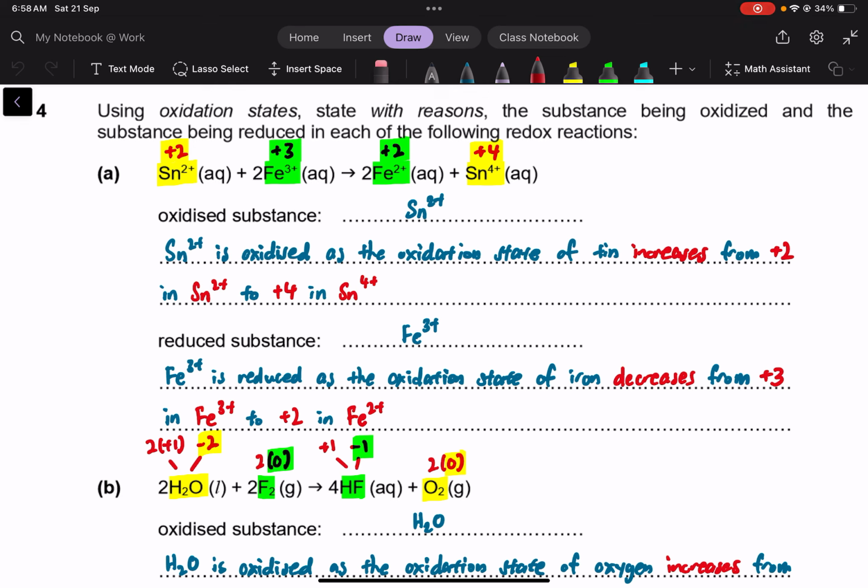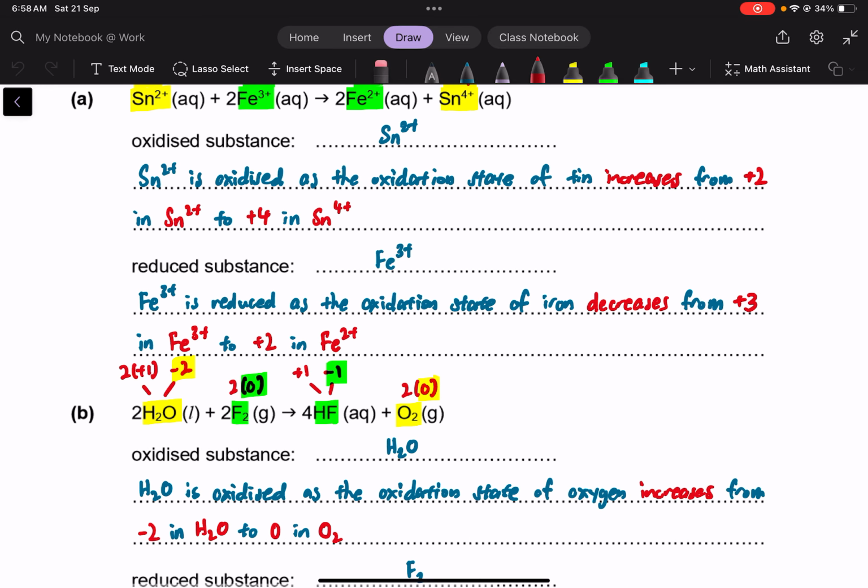So Sn2+ is oxidized as the oxidation state of tin increases from +2 in Sn2+ to +4 in Sn4+. So all your statements here, do take note, explain which substance is being oxidized or reduced, and then explain that the oxidation state of the element increases or decreases from how many in the reactant to how many in the product. So always follow this format when writing your statements.